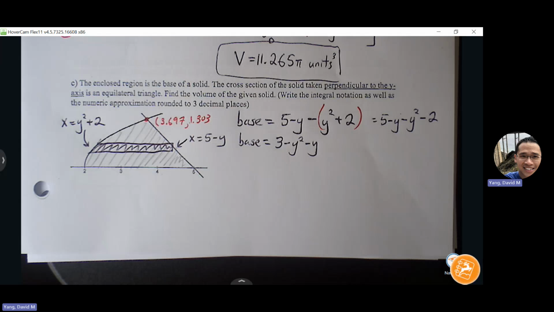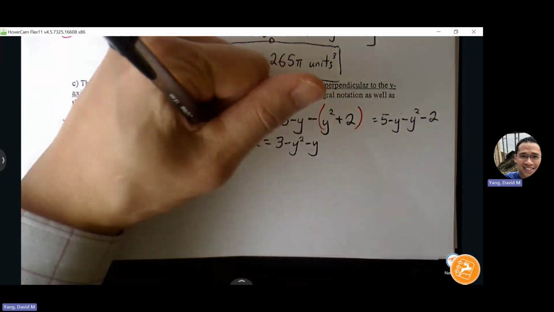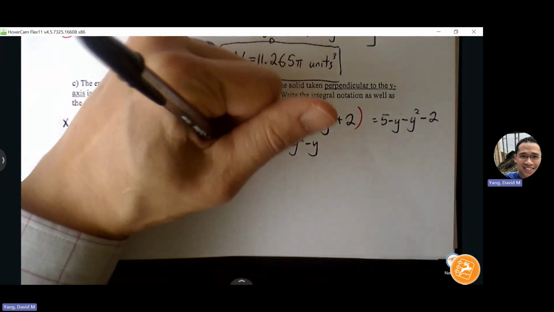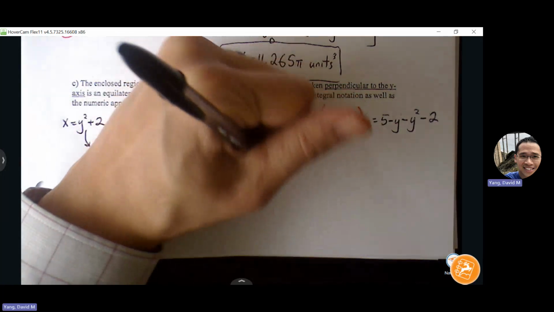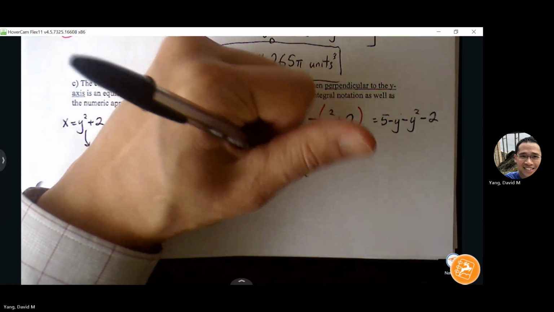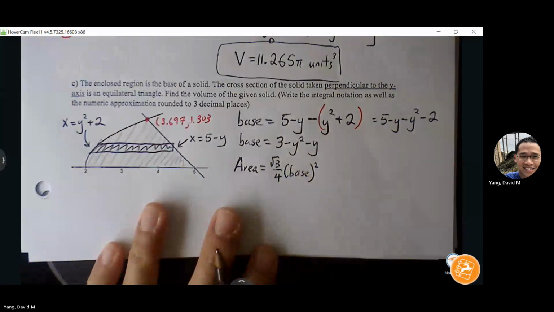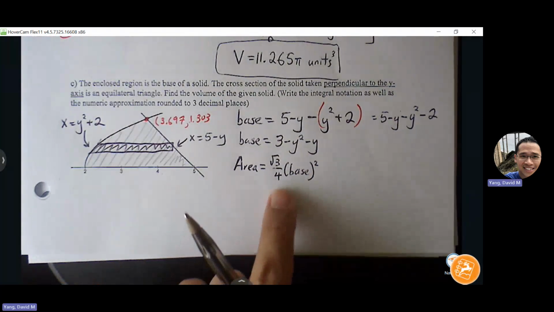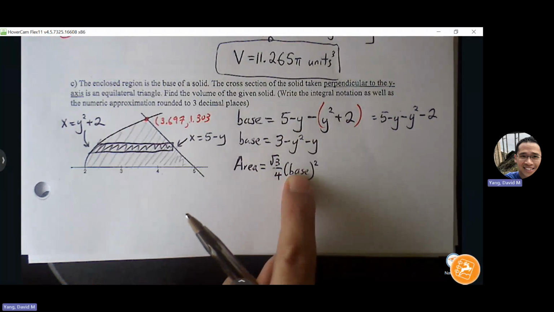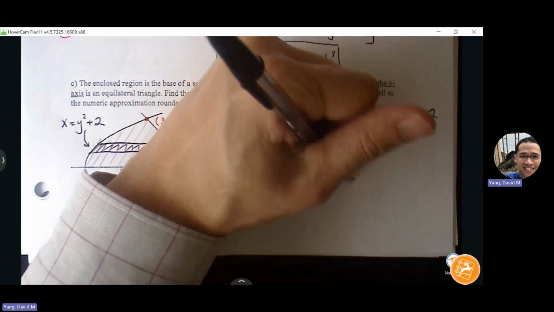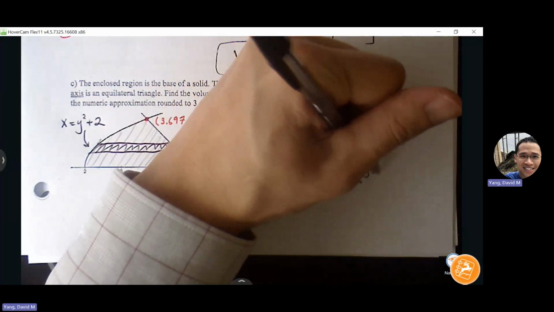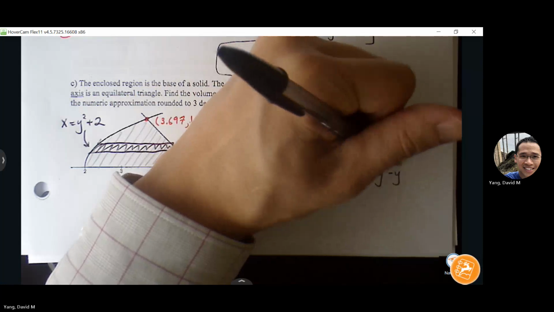I'm going to insert this into my formula. My area formula for an equilateral triangle is √3/4 base squared. So we just insert the base into the formula that we're using. So √3/4 base squared.